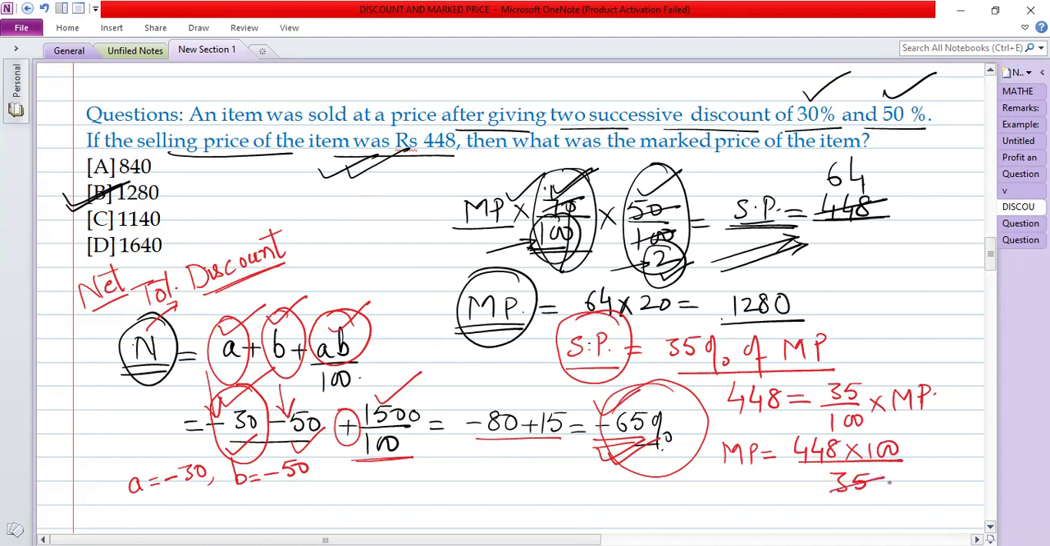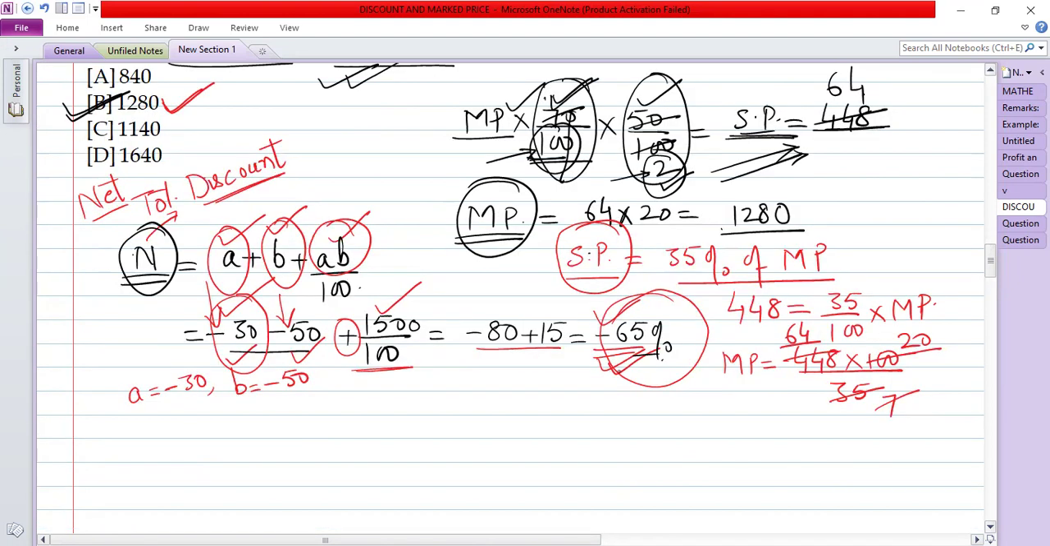Now once again, 5, 7, 35, and again this 7, again here 64. So 64 into 20 again gives us the answer 1280. So this is the alternative way, and there is still one more way, a third alternative way.